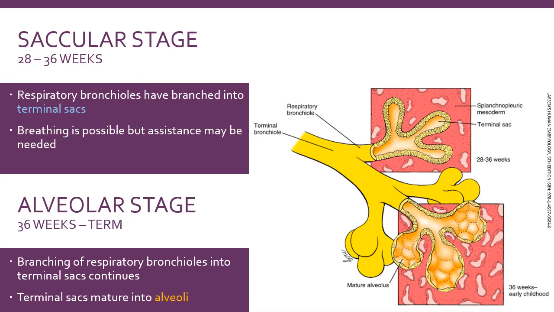Now the terminal sacs have matured into what are called alveoli, which are the final form, the mature form of the terminal ends of the lung buds. And you do continue to see continued branching of the respiratory bronchioles into terminal sacs and then differentiation of terminal sacs into alveoli. And that continues not only up till delivery, but also after delivery and can go on for up to 2 years after delivery. So the lungs really are not fully mature at the time that a baby is born, and a lot of additional differentiation is required.